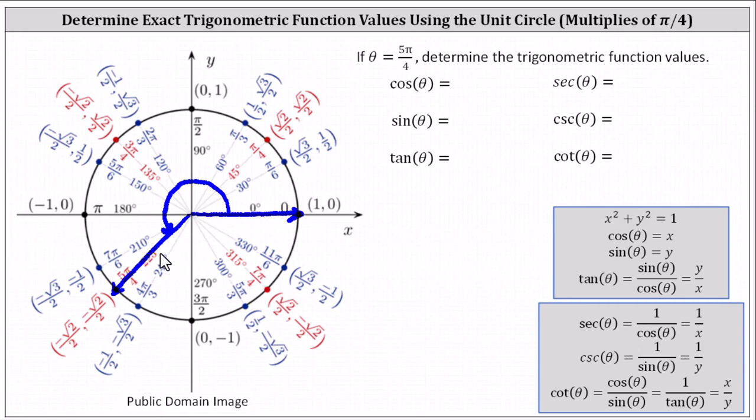Notice the terminal side intersects a unit circle at the point negative square root 2 divided by 2, comma, negative square root 2 divided by 2. We use this point to determine the 6 trigonometric function values. Notice both the x and y coordinates are negative square root 2 divided by 2. On the unit circle, cosine theta equals x and sine theta equals y, and because both x and y are negative square root 2 divided by 2, we know both the cosine and sine function values of 5 pi divided by 4 radians equal negative square root 2 divided by 2.